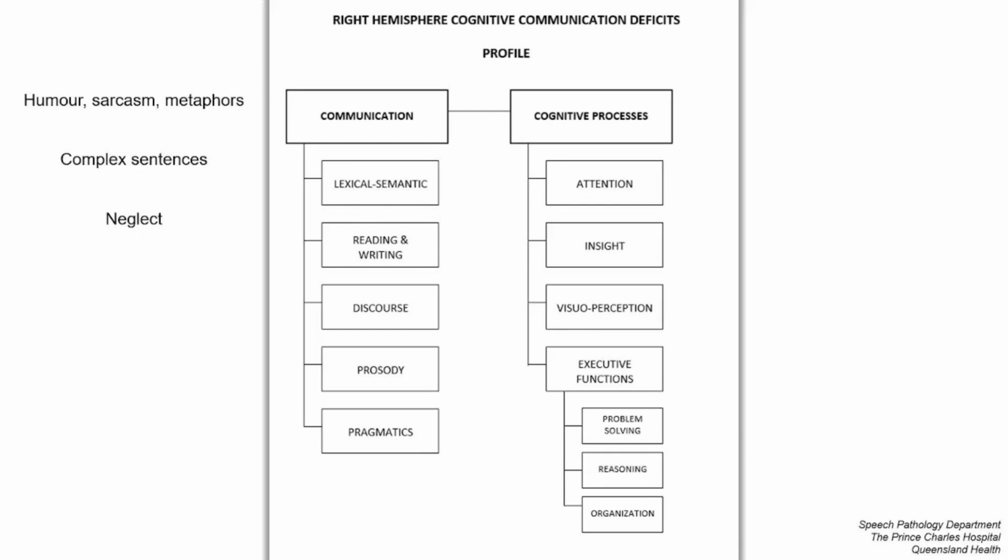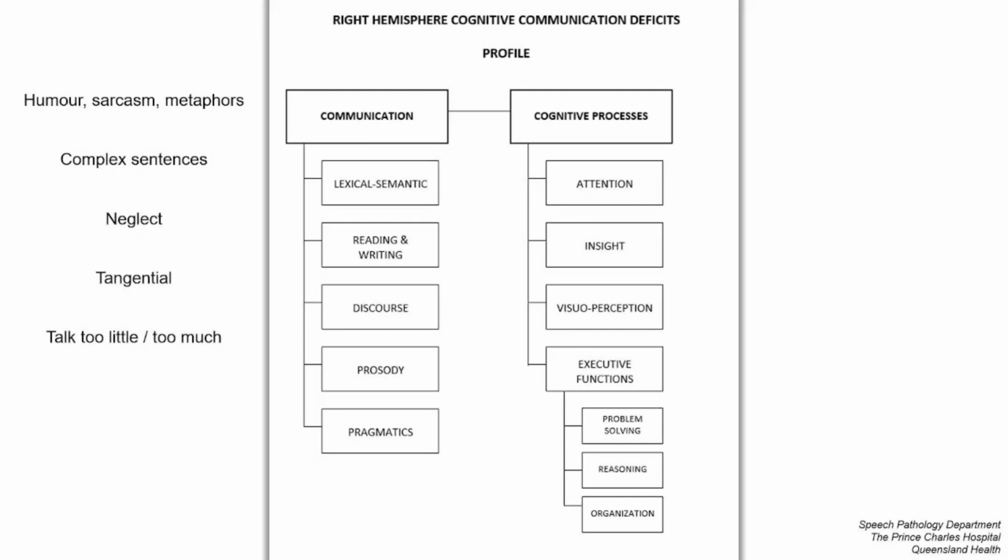In terms of discourse or conversation, sometimes people can be tangential and they can tend to go off topic. You start talking about one thing and then before you know it, you're off on another topic. And it can be hard to stay on topic.